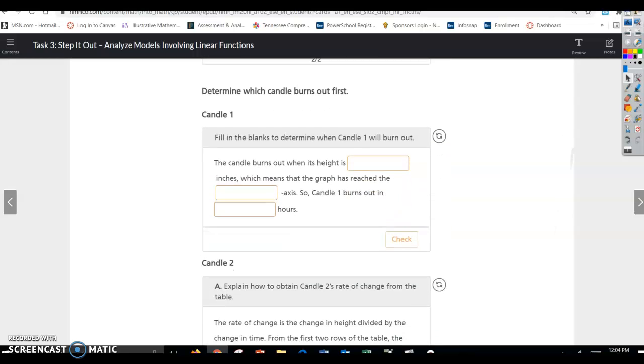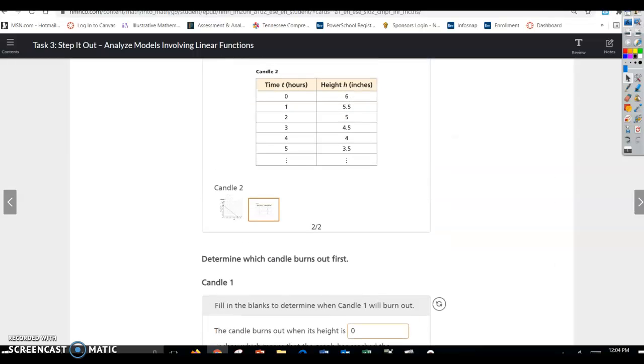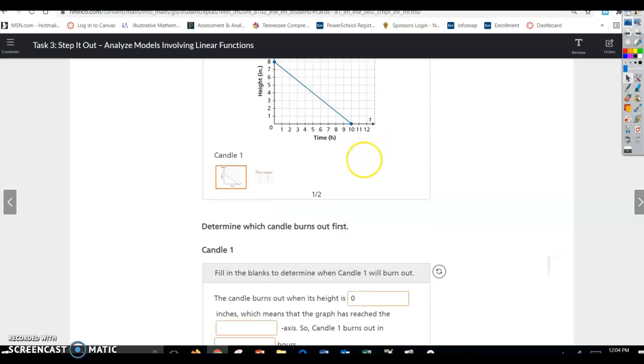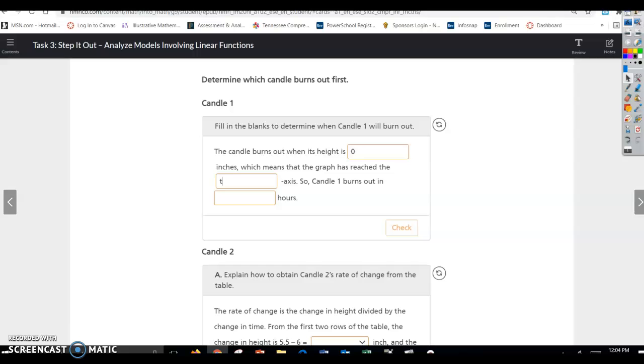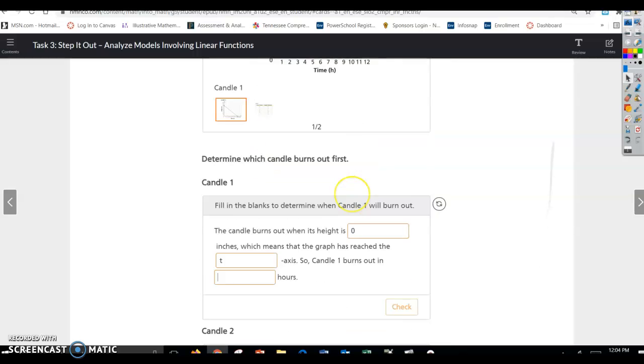Okay? All right, it says determine which candle burns out first. All right, so the candle burns out when its height is 0 inches, which means that the graph has reached the x-axis, but on here they're using t. So we have to put t. And so candle 1 burns out in 10 hours.